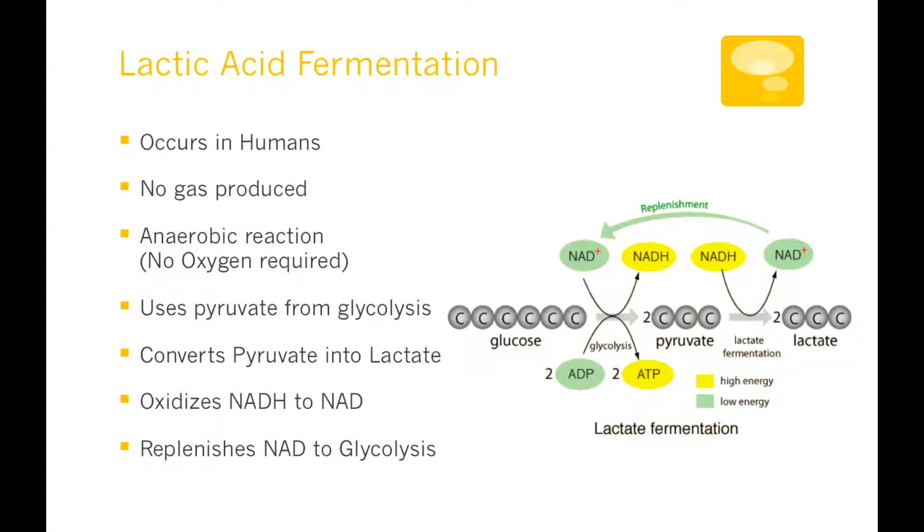It uses the pyruvate from glycolysis. It converts the pyruvate into lactate, and it oxidizes NADH to NAD. NAD is the necessary molecule for glycolysis, which, as we know, is the first step in our cellular respiration pathway. So it replenishes the NAD for glycolysis to take place. But we don't get any energy production out of it.